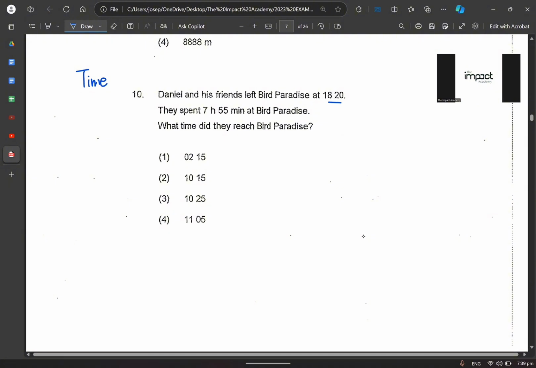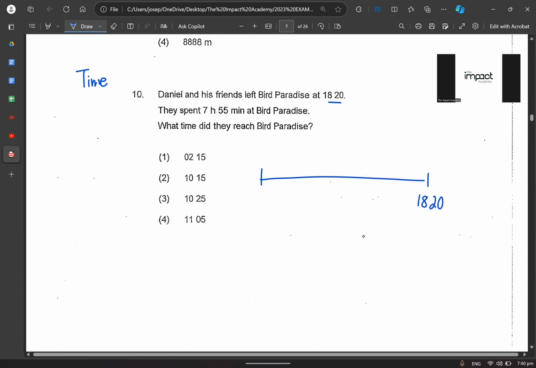I always sing the song. A, B, C, D, draw a timeline. Why are you not drawing a timeline? A, B, C, D, draw a timeline. Why are you not drawing a timeline? So you want to understand that Daniel and his friends left. They walked out of Bird Paradise at what time? 18:20. Am I making sense or not making sense?